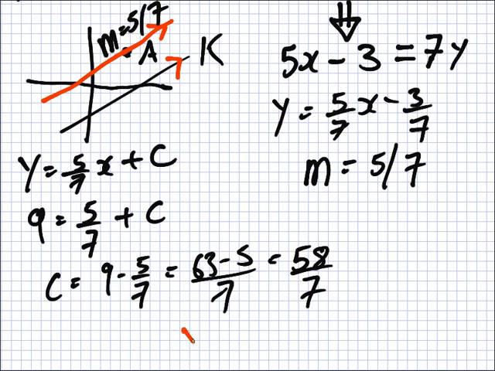Yeah, that's fine. So y equals, where am I going? 5 over 7x plus 58 over 7. Isn't that right? y = mx + c. Okay, that's our first example, if you can write that down. Now we'll do more examples.